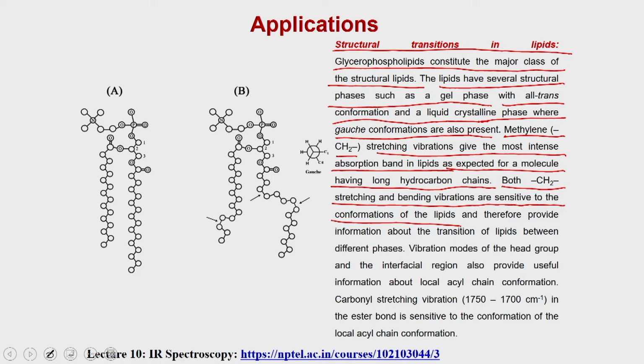For example, if you have any structural changes in the lipid, that is going to affect the final IR spectrum, because it changes the local environment, and because of that you can study the structural changes in the lipids.